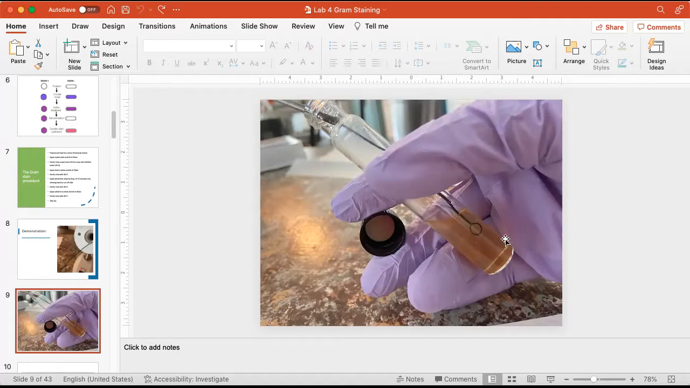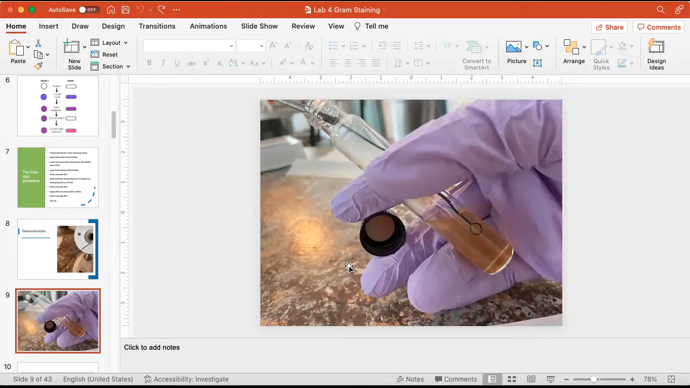Notice I have a gloved hand. We always handle our culture containers with gloves on. Notice that I have tilted the test tube. When I open it, that's going to help keep bacteria from falling into my culture and contaminating it. Notice that I'm drawing the sample out from approximately the middle of the broth tube.